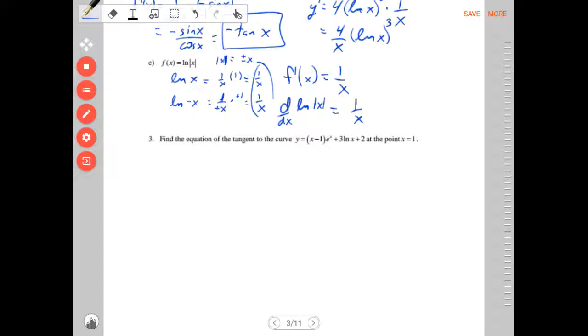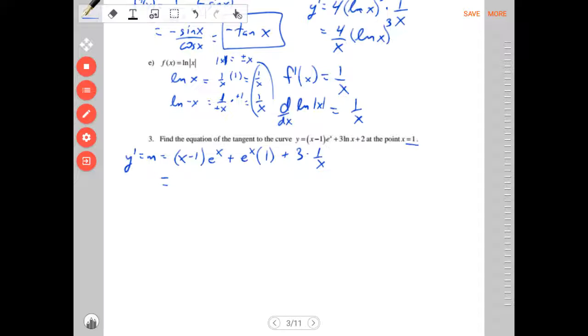Find the equation of the tangent line to that curve at x equals 1. So we have to find the derivative, because the derivative is the slope of the tangent line. The first one is a product rule, so that is the first times the derivative of the second plus the second times the derivative of the first, which is just 1. Plus 3 ln x, so that's just 3 times 1 over x. And the derivative of 2 is just nothing, so we don't have to worry about that.